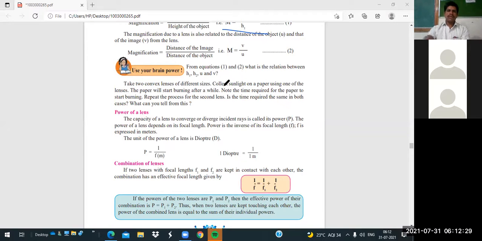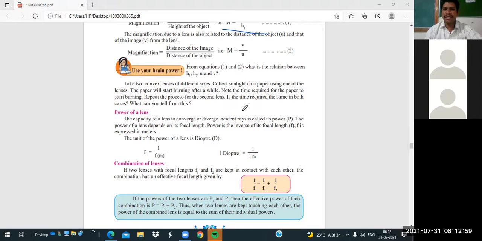Now we have to see the power of a lens. There are so many lenses, so how is the power measured? The power is measured in the unit diopter, not picometer, sorry. The power of a lens, when we have to measure it, we take the reciprocal of the focal length.